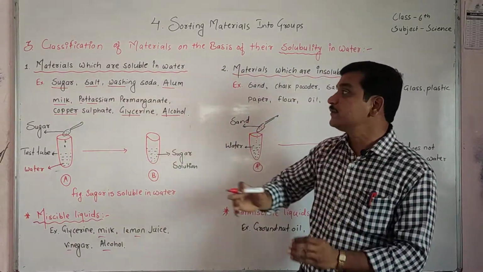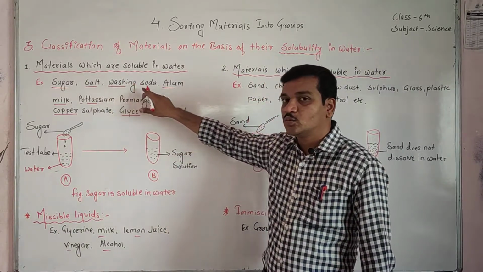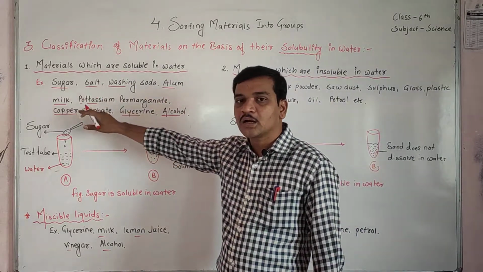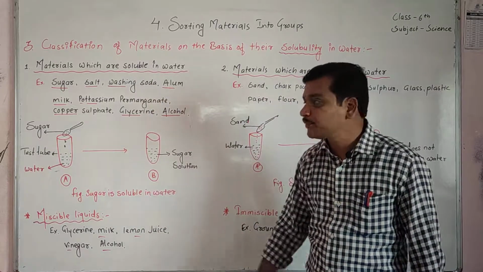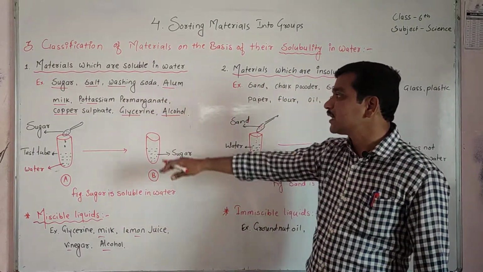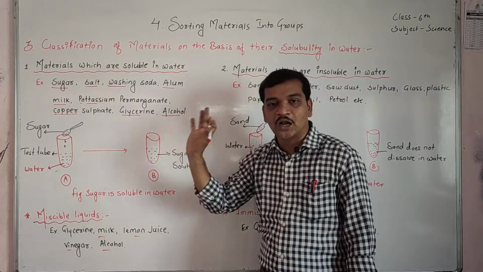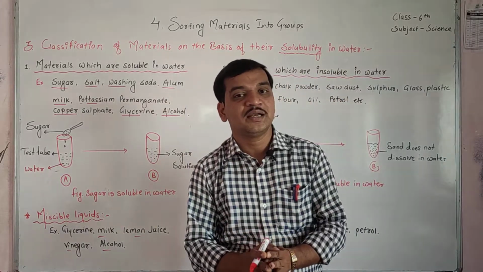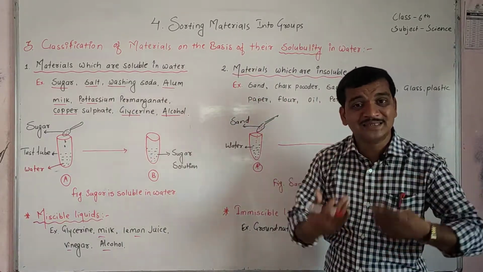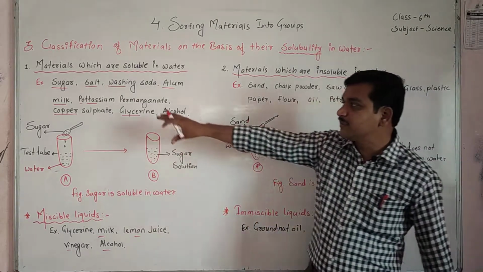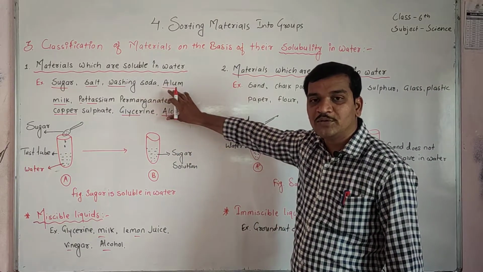Some materials are soluble in water. Examples: sugar, salt, washing soda, alum (turti), milk, potassium permanganate, copper sulfate. These are crystals. Also copper sulfate, glycerin, alcohol. All these materials are soluble in water, which means they mix and dissolve in water.